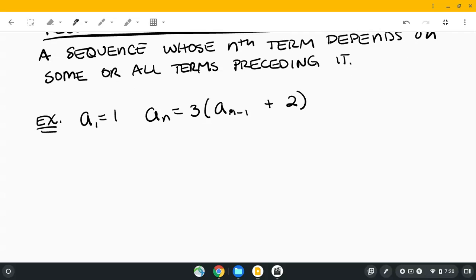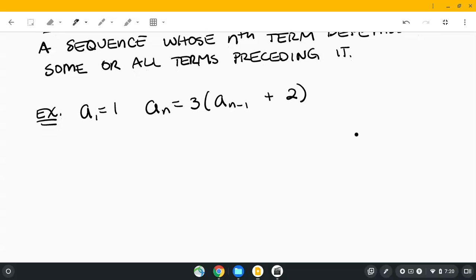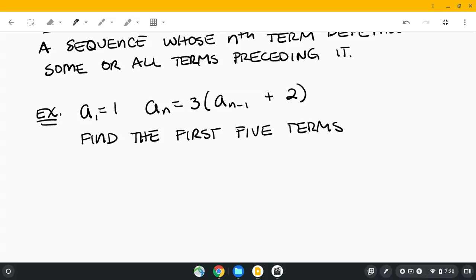So remember, this is the representation for the term before this one. Okay? So if we're trying to find A5, the 5th term, this would have to be the 4th term. If I'm trying to find the 11th term, this is the 10th term. Okay? All right, so find the first 5 terms. Okay?